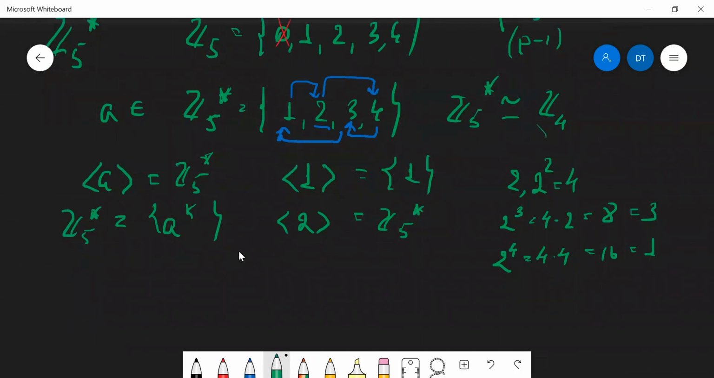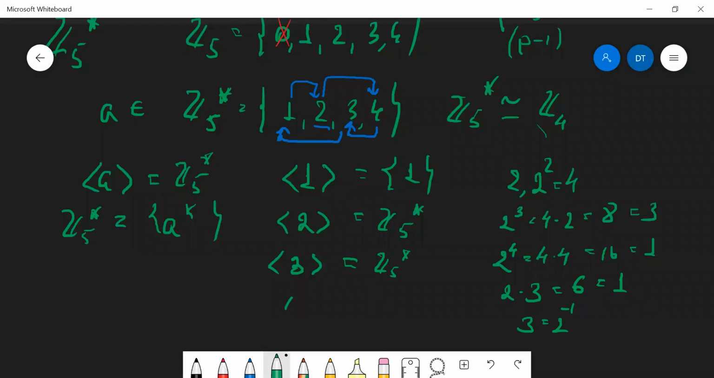Now, what if I take 3? Oleg, that's not true. Oh, 3 will be the same because 3 is the inverse of 2? Yep, that's right. That's precisely the thing I want you to notice, that 2 times 3 is 6, which is 1 modulo 5, which means that 3 is 2 inverse, but an element and its inverse generate exactly the same group. So 3 generates Z5 star.